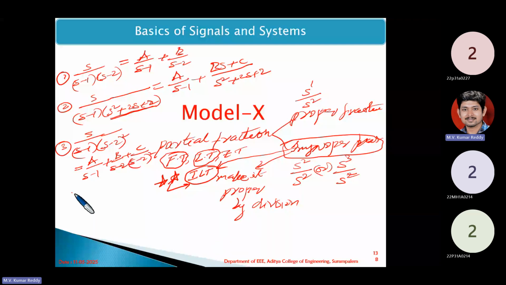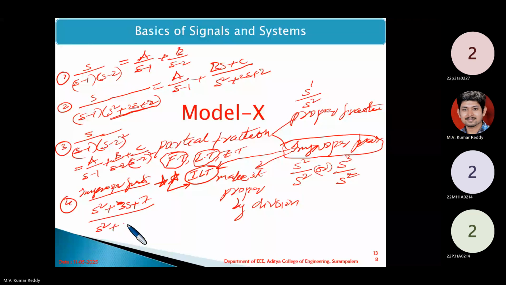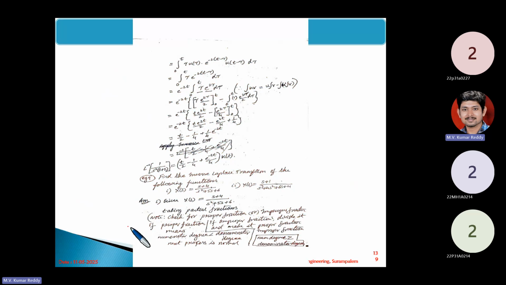Okay, now fourth one. This is an improper fraction. Improper fraction, (s square plus 3s plus 7) by (s square plus 2s plus 5). We have s square and s square, so it is an improper fraction. Make it a proper fraction and find the values. Okay, so some problems are given.